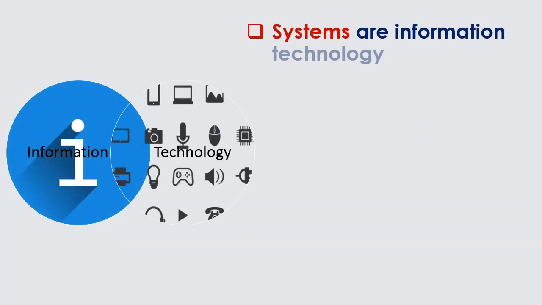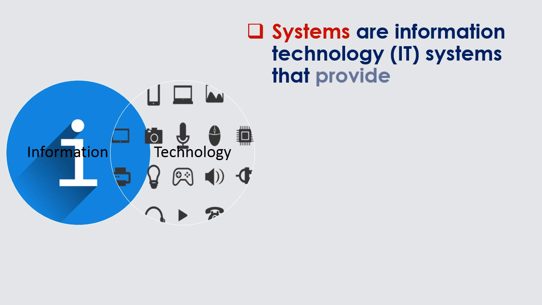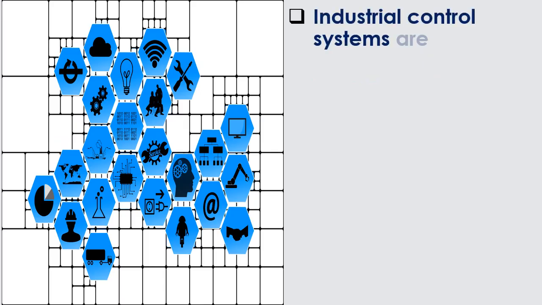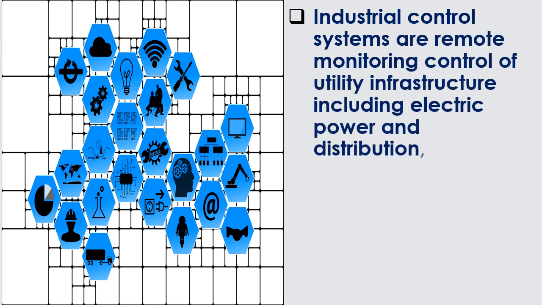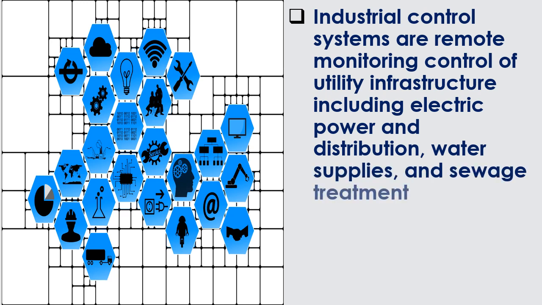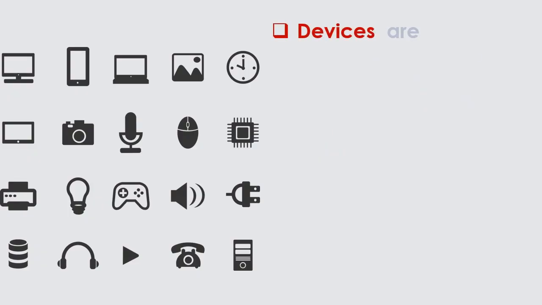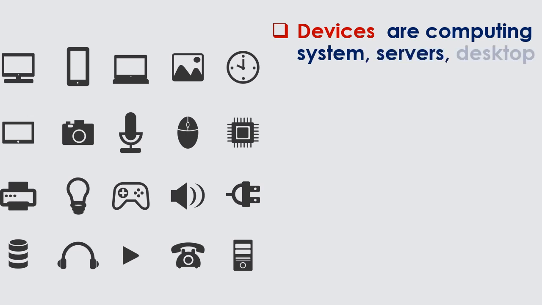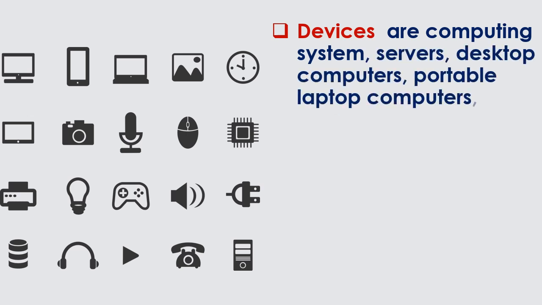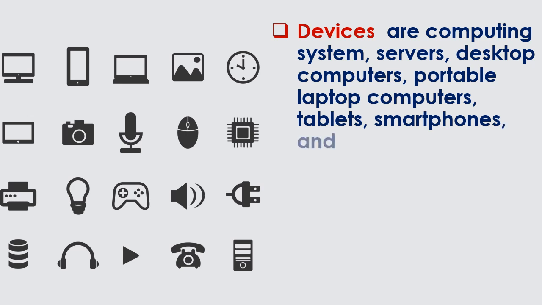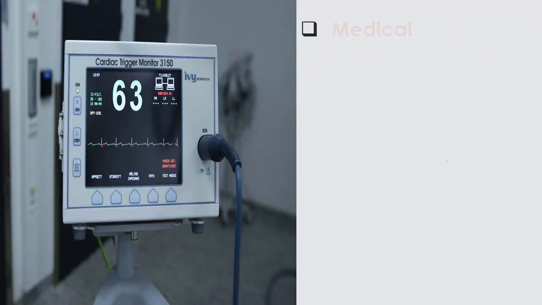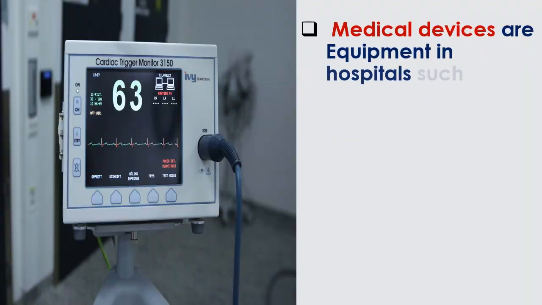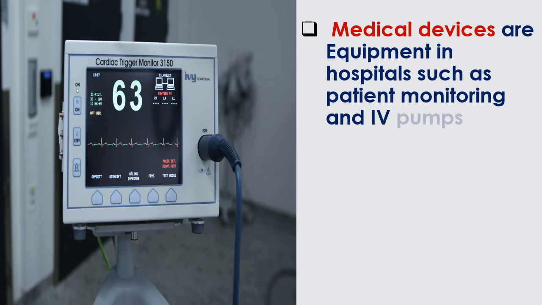Systems are information technology, IT, systems that provide one or more services. Industrial control systems are remote monitoring and control of utility infrastructure including electric power generation and distribution, water supplies, and sewage treatment. Devices are computing systems, servers, desktop computers, portable laptop computers, tablets, smartphones, and external devices such as printers. Medical devices are equipment in hospitals such as patient monitors and pumps.